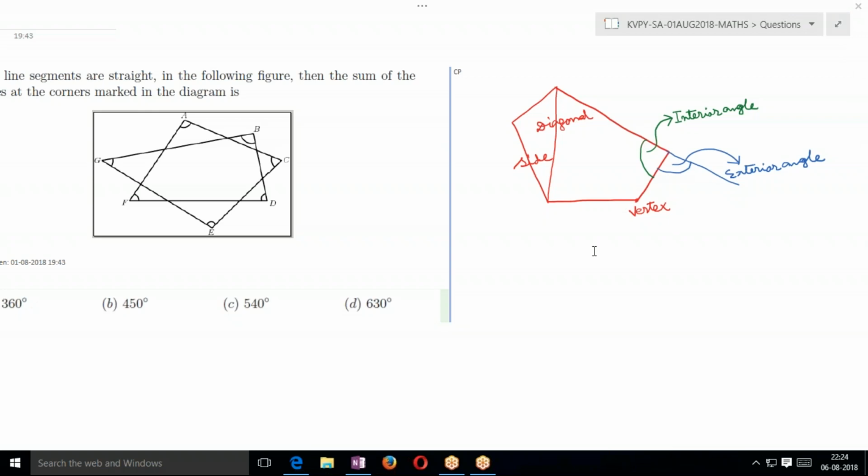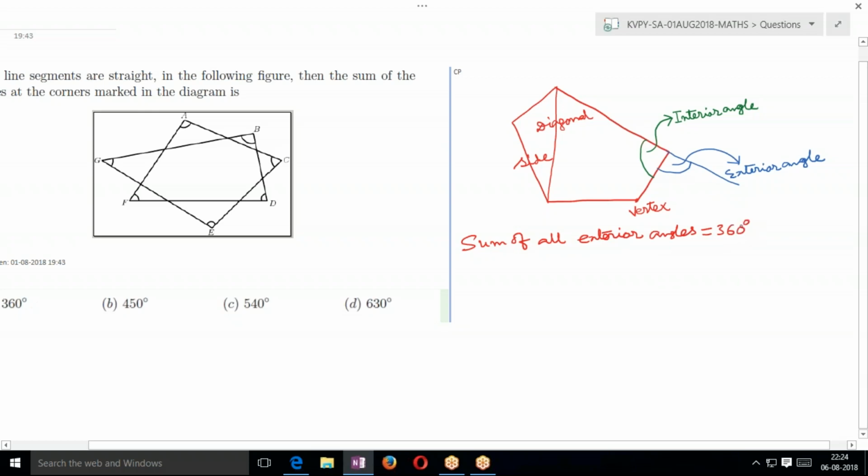Always remember there is a formula: the sum of all exterior angles is equal to 360 degrees. Now if you look into this problem, what we see is the sum of the angles of the 7 triangles. There are 7 triangles, no? If you see, this is one triangle, this is 1, this is 2, this is 3, this is 4, this is 5, this is 6, and this is 7.